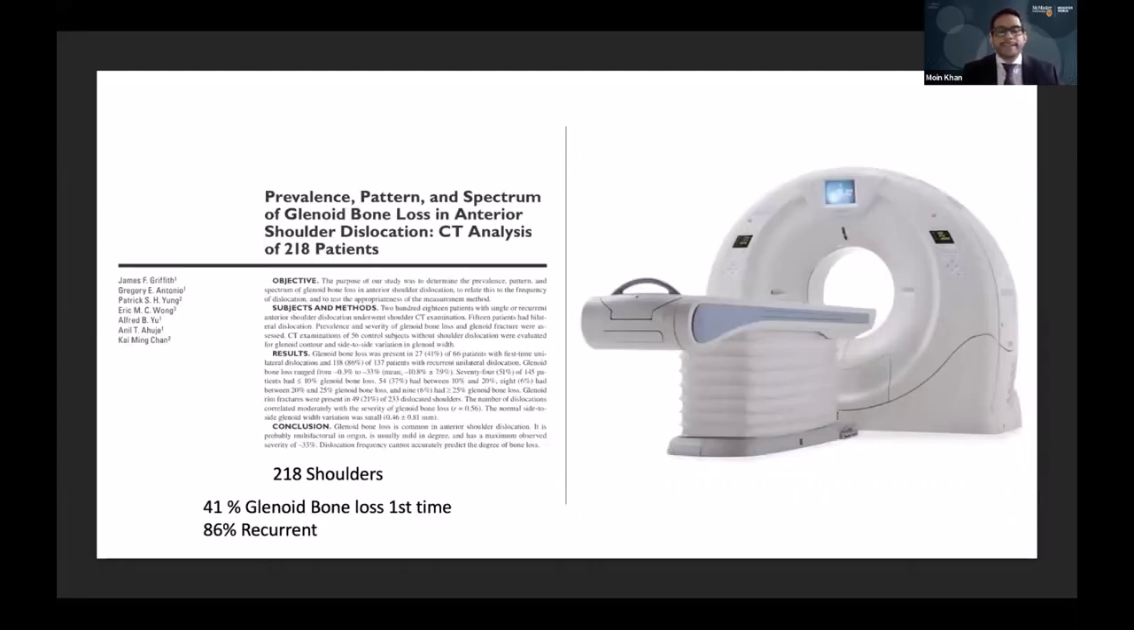What about CT scan? And this really highlights the importance of CT analysis in these patients. First-time dislocators, out of 218 shoulders that were scanned, 41% had some degree of glenoid bone loss, and in recurrent instability, 86% actually had some degree of bone loss.